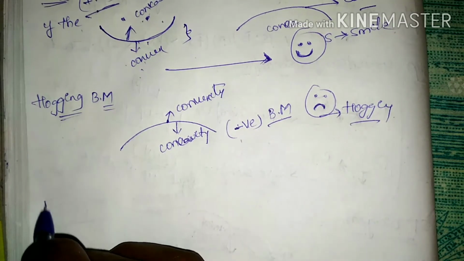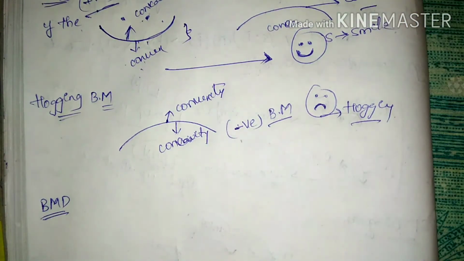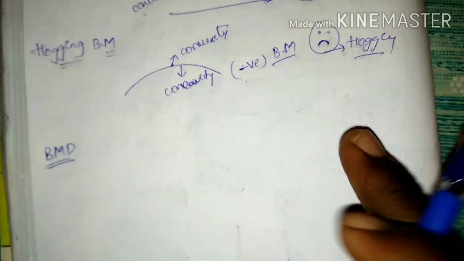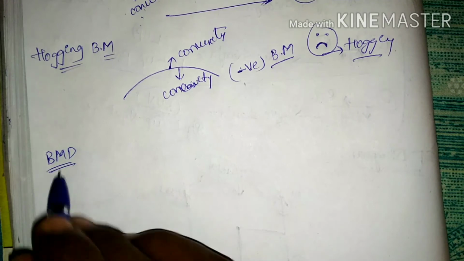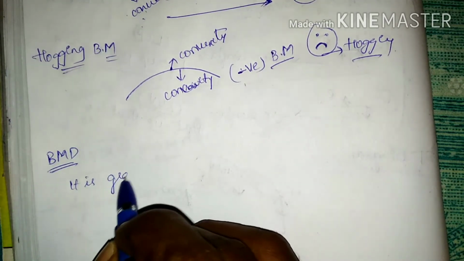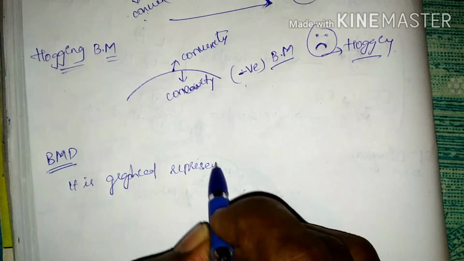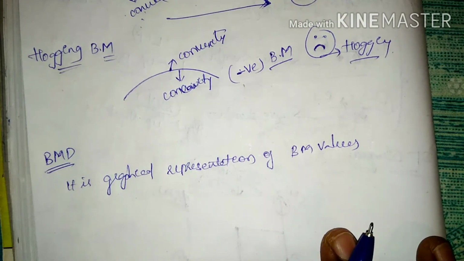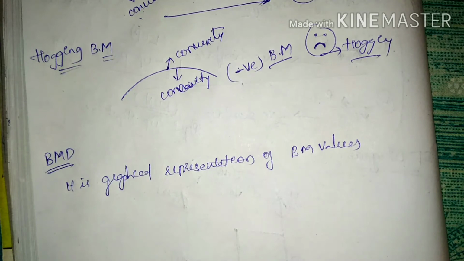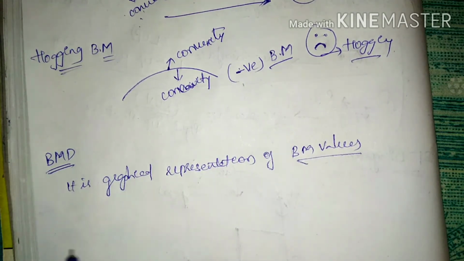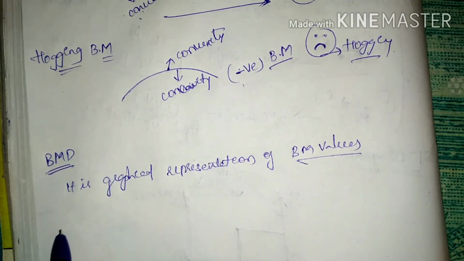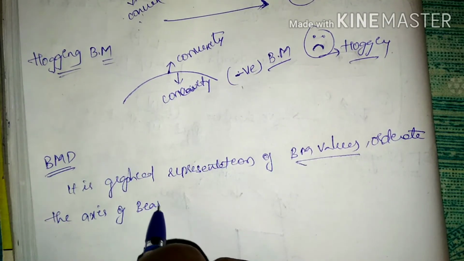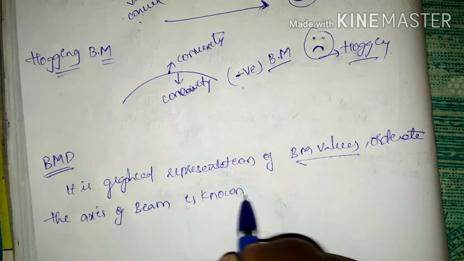And we are going to see one more thing, the bending moment diagram. As we completed what is negative and what is positive and the values for bending moment, we have to plot all the values in a graphical representation called the bending moment diagram. It is a graphical representation of bending moment values plotted as ordinates, the same as in the shear force diagram, along the axis of the beam. This is known as the bending moment diagram.